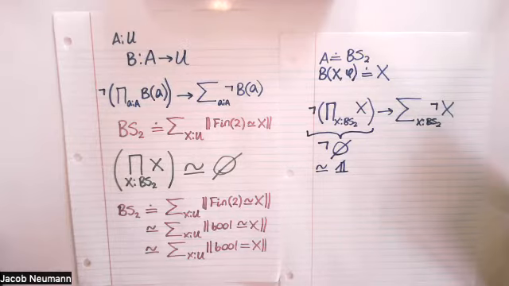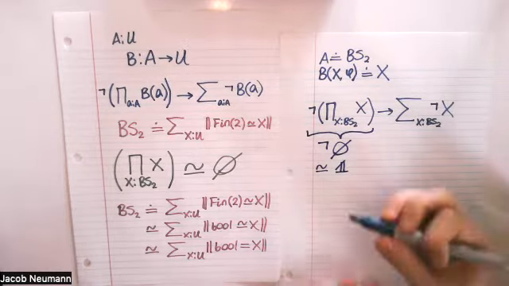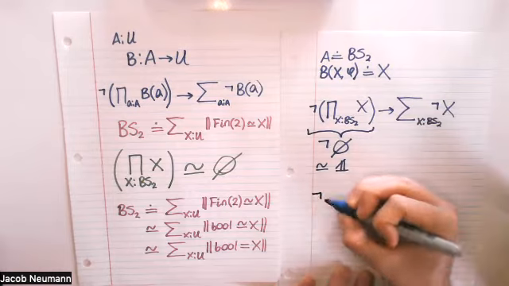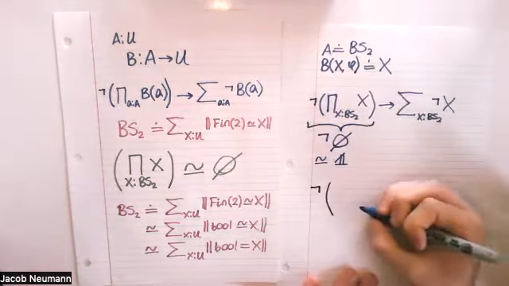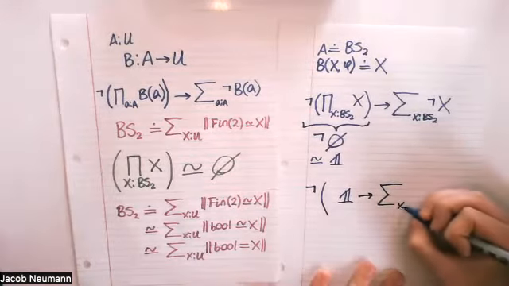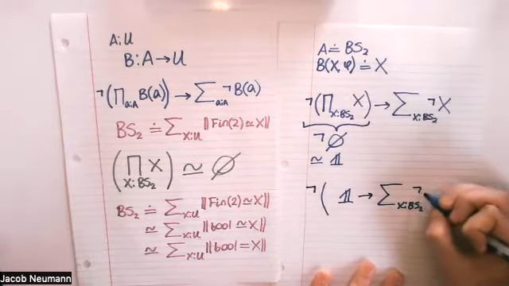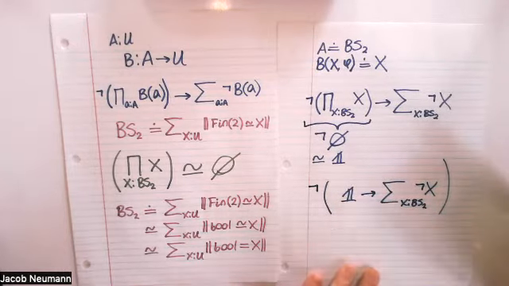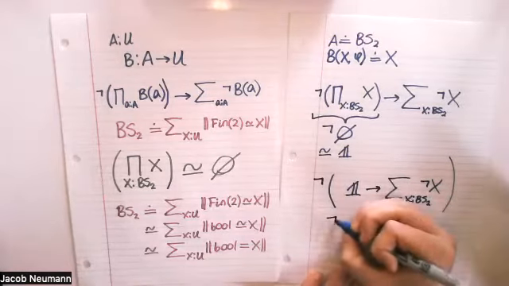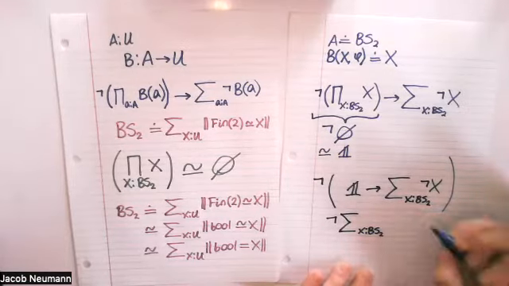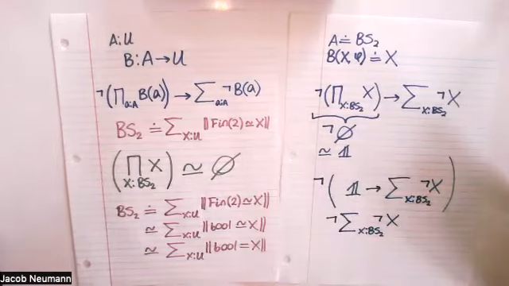And so now my task is reduced. Making use of this fact, I want to show not, one implies the Sigma over x of BS2, not x. And one implies something is the same as just that thing. So really I want to show not there exists x in BS2, not x. So that was a lot of steps.